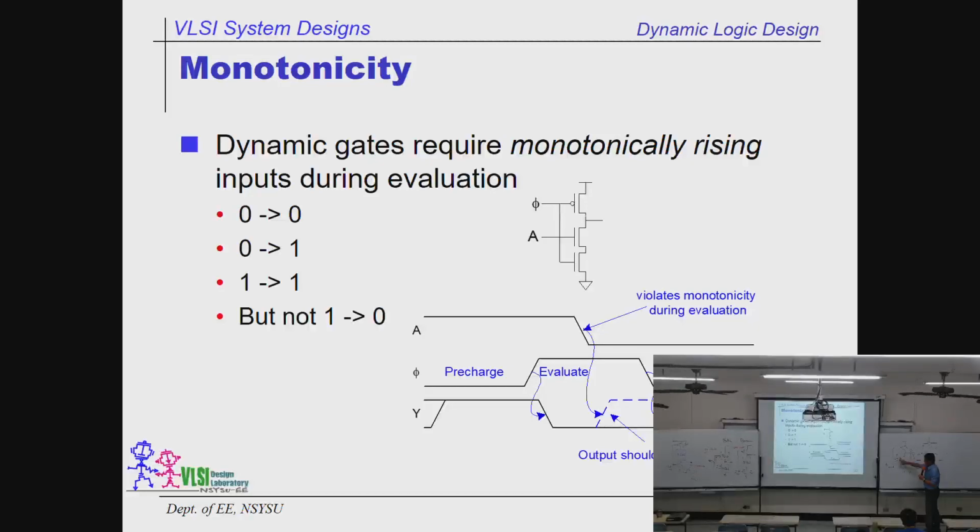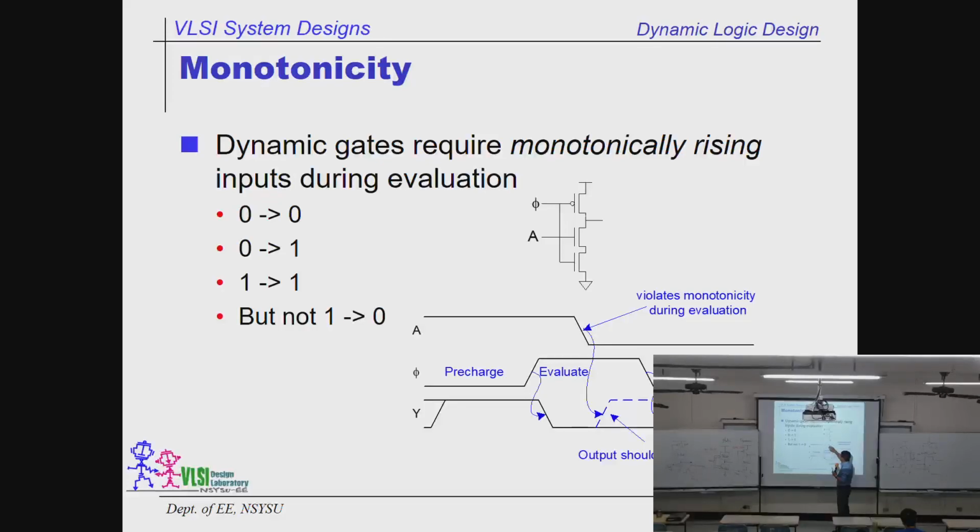Now A drops from high to low. It's discharged. Now A drops to 0. We want logically Y could be pulled high according to the definition of an inverter. But it cannot be done because during the evaluation phase, this one is denied. There is no way, no current, no voltage can be delivered to Y. So this is a case that will not succeed.